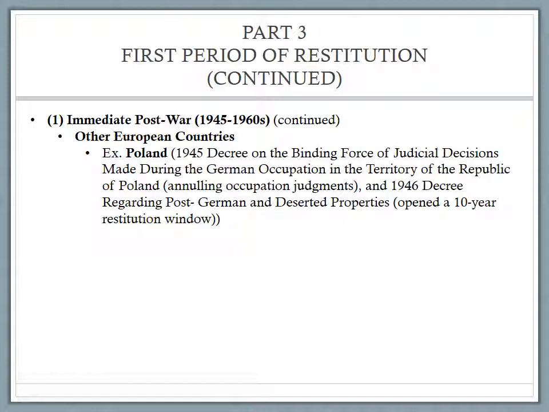What was the status of property restitution in other European countries in the immediate post-war period? Let's take a couple of examples, the first one being Poland. Laws enacted immediately after World War II by the newly installed Polish communist regime included a 1945 decree annulling occupation judgments and a 1946 decree which gave Polish Jews and other groups who had been targeted during the Holocaust a 10-year window to reclaim immovable property confiscated during the German occupation. After 10 years, however, the property would then become part of the Polish state.